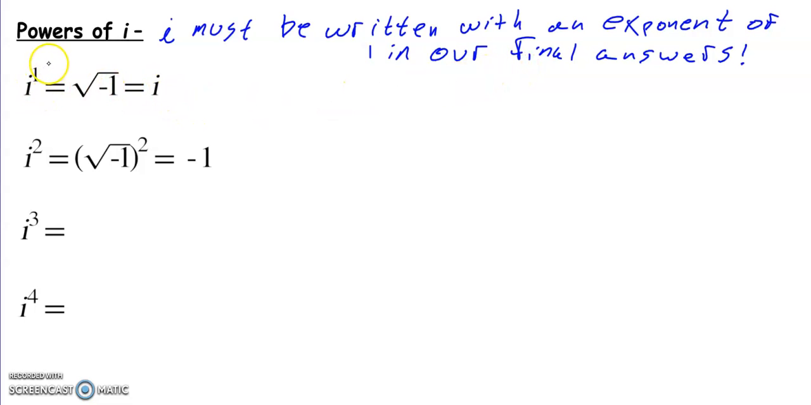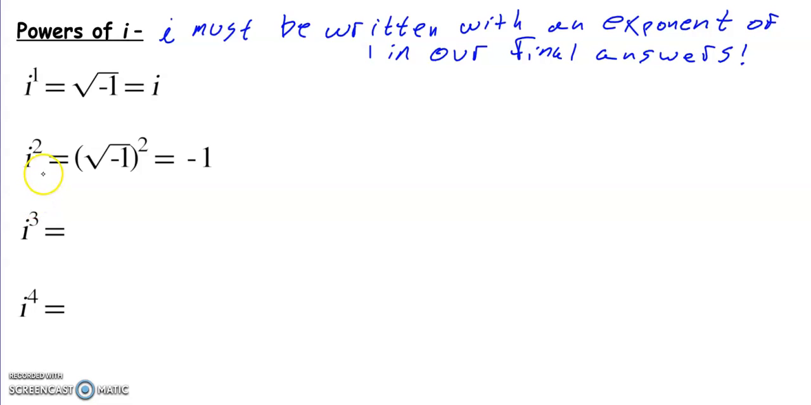So i to the first power, well, that's easy. i to the first power is i, because i to the first power is the square root of -1, which we've already established is i. We've said already, if I give you the square root of -1 and I square it, because that's what i squared is, that gives us -1. Well, what about if I have i to the third power? Let's keep this rule going.